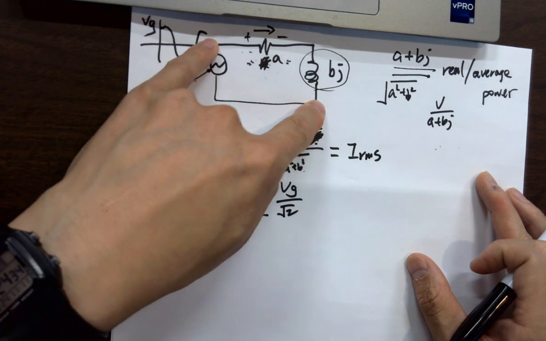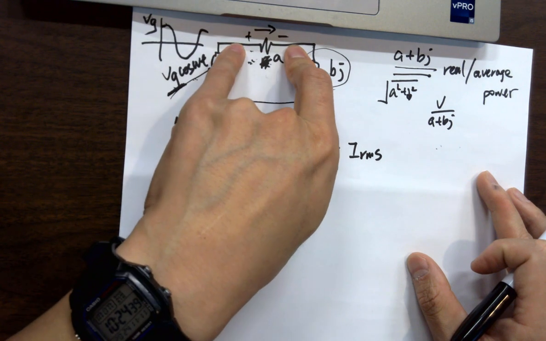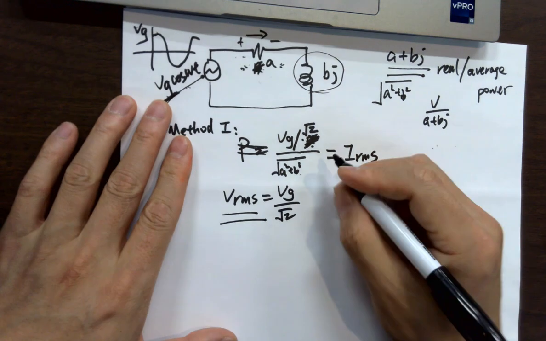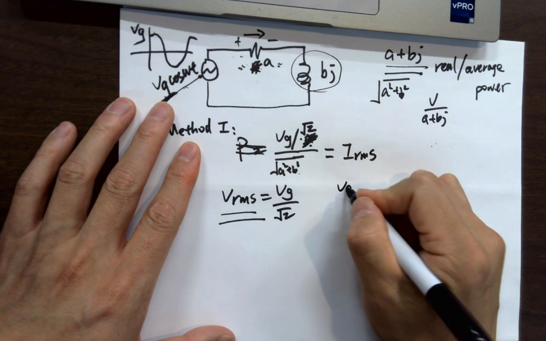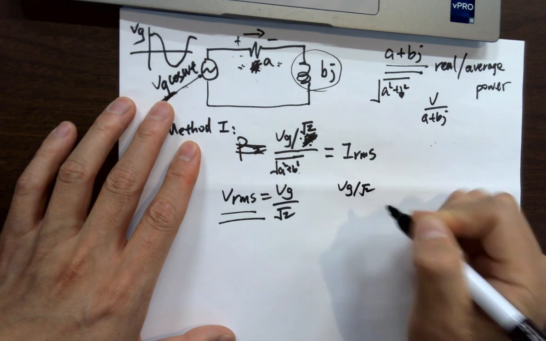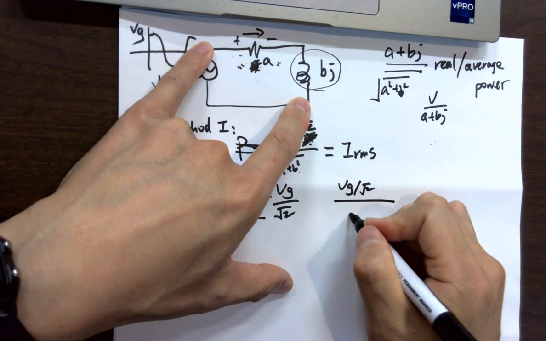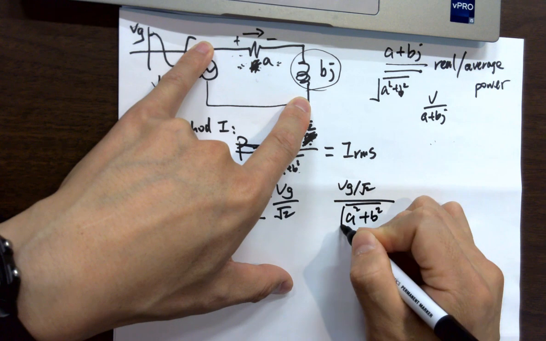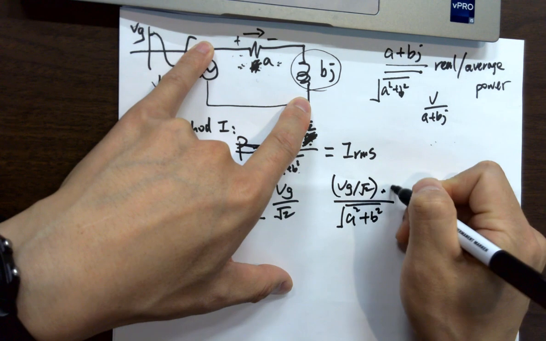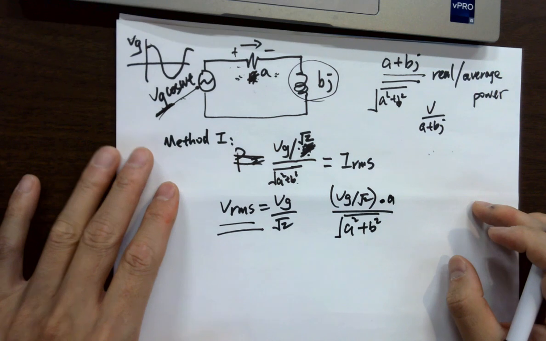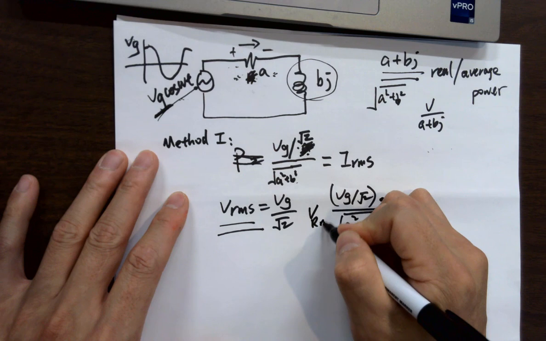Okay. So you need to find out the VRMS across the resistor. What is it? It's going to be Vg over square root of 2. That's the VRMS here, right? Divided by the whole resistance, which is the square root of A squared plus B squared, and times the magnitude of A. Okay, so that will be the VRMS across the resistor.